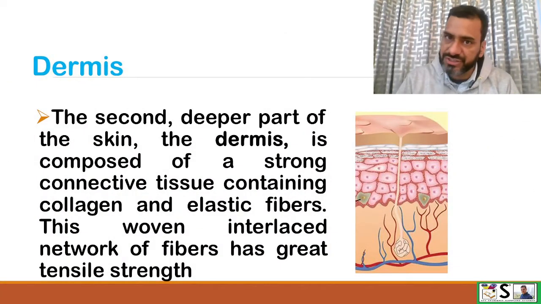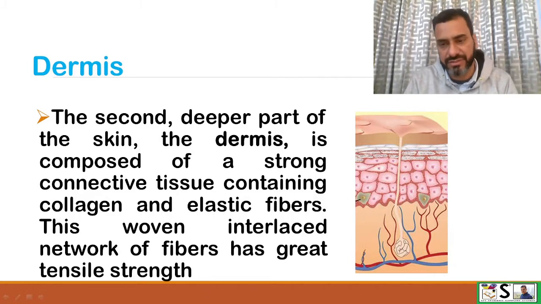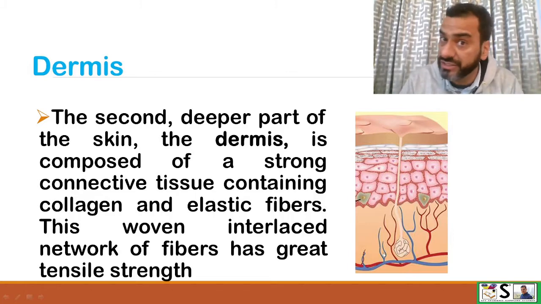Next is dermis. The second and deeper part of the skin is dermis. This is composed of strong connective tissue containing collagen and elastic fibers. So here up to this level there is epidermis and now dermis starts. It is made up of fibers that are collagen and elastic.